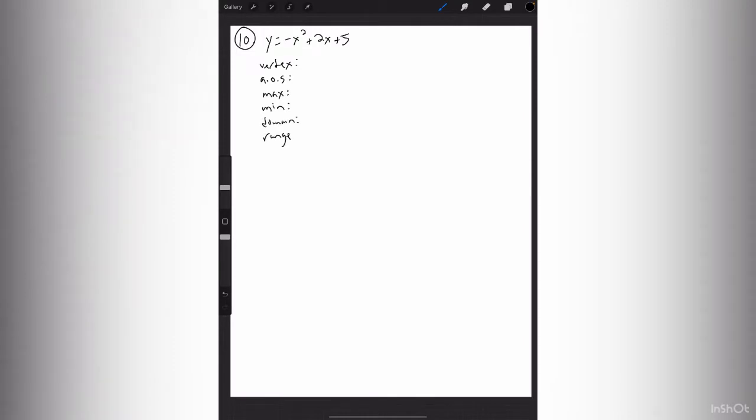and the range. Okay, so first off, let's identify there's a negative out in front, which means it's going to be a downward facing parabola, right? And I want to find my A, B, and C. Okay, my A is -1, my B is 2, my C is 5. From here, I'm able to find my vertex by saying x is equal to negative b over 2a. Negative b is negative 2 over 2 times a, 2 times -1, which gives me a -2, okay, and that gives me 1. Okay, my x value is 1.